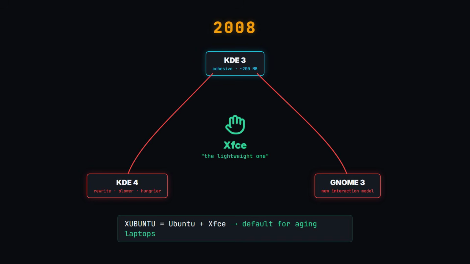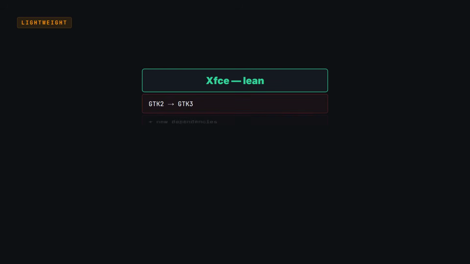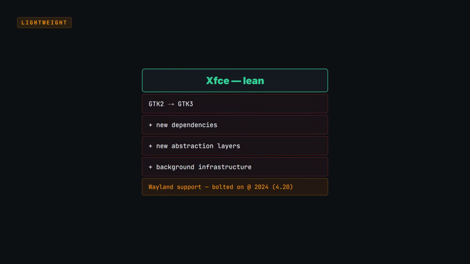The desktop that didn't chase the heavy redesign. Xubuntu, Ubuntu with Xfce on top, became the default recommendation for anyone with an aging laptop. And for a while, it was true. But Xfce didn't live in a vacuum. It lived on top of a stack, and that stack was GTK. Over the next decade, the toolkit underneath moved from GTK2 to GTK3, dragging in new dependencies, new abstraction layers, new background infrastructure with every step.